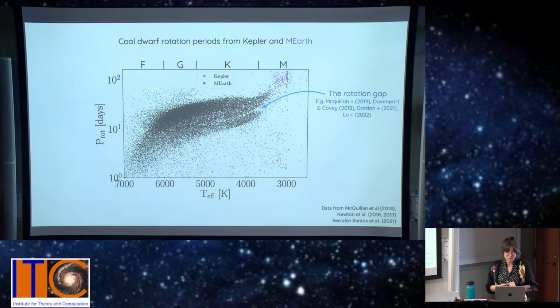I want to talk a little bit about the rotation gap because I think it has some more interesting stellar astrophysics, and because it's this gigantically obvious feature in the rotation period diagram.